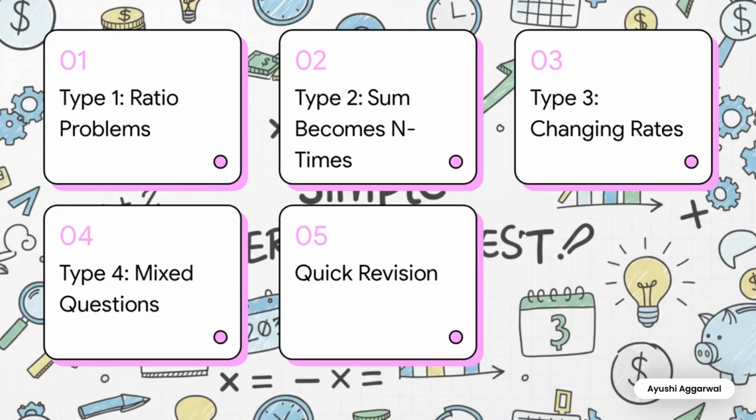So here's our game plan for today. We're going to break down 4 of the most common question types you'll see on your exams, one by one. And then we'll wrap it all up with a super fast revision to make sure these tricks really stick. Let's jump right into our first type.